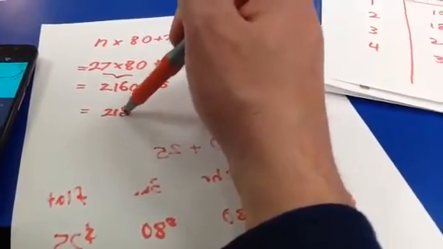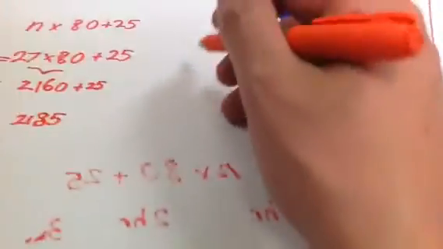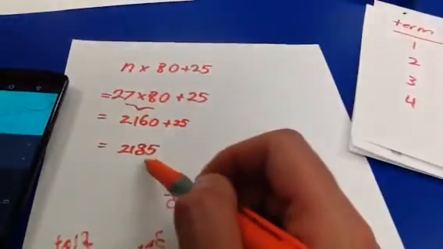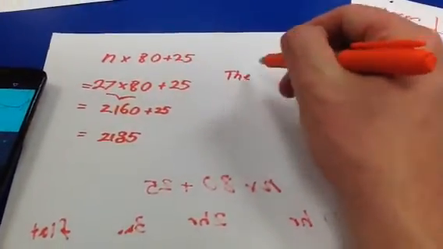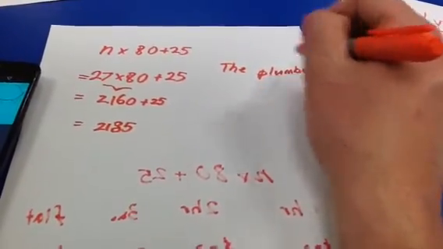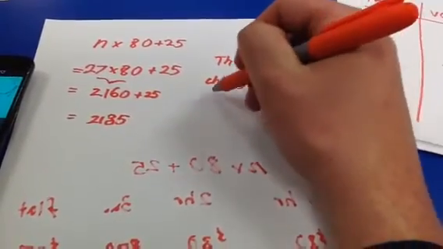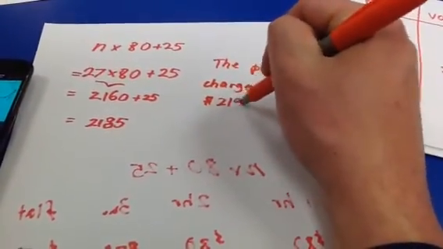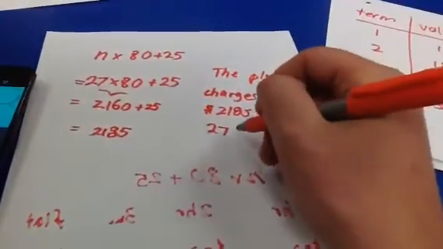And on a test, because this is a word problem, I would be expecting some sort of a sentence that communicates how that number relates to the real world of the word problem, which would be the plumber charges $2185 for 27 hours of work.